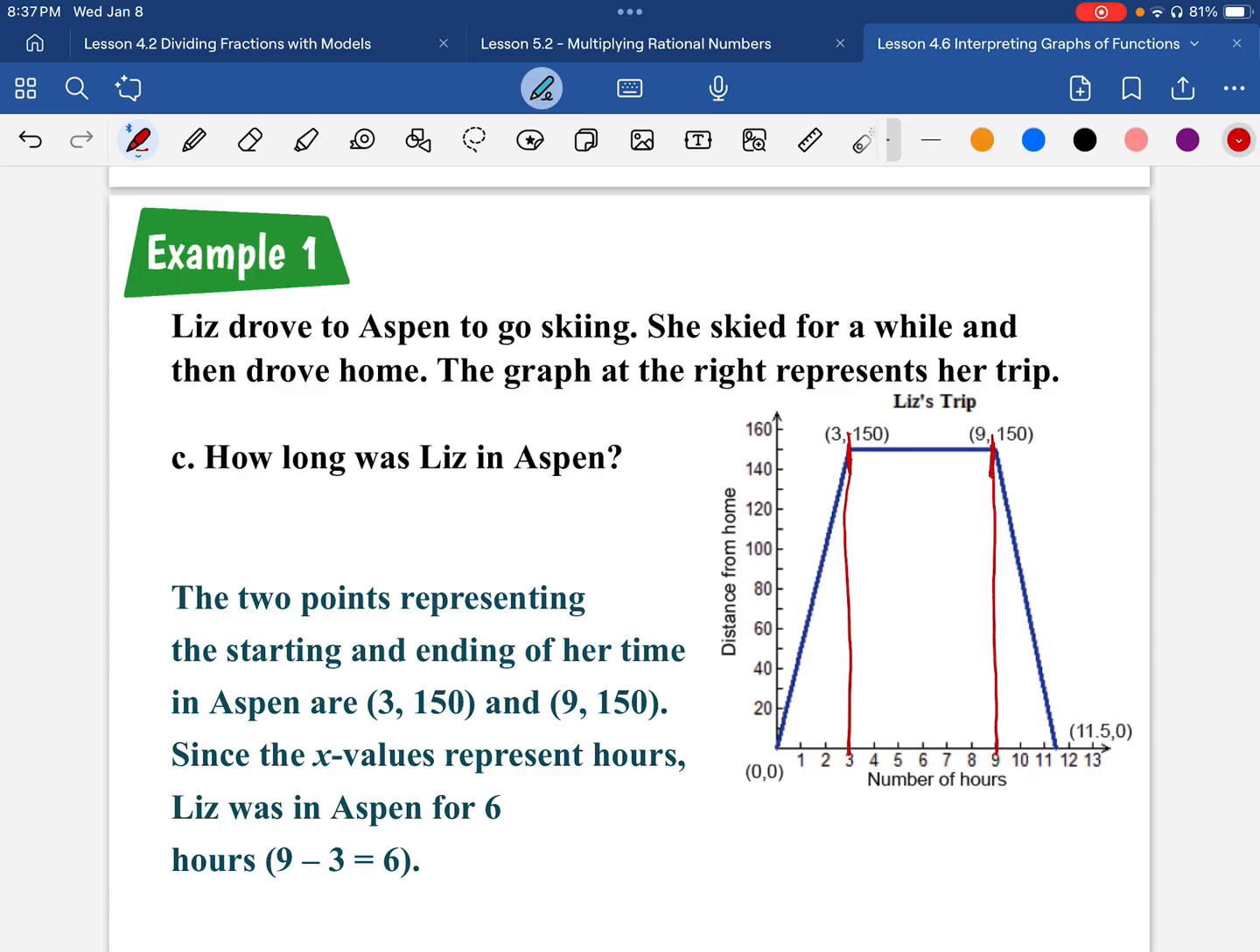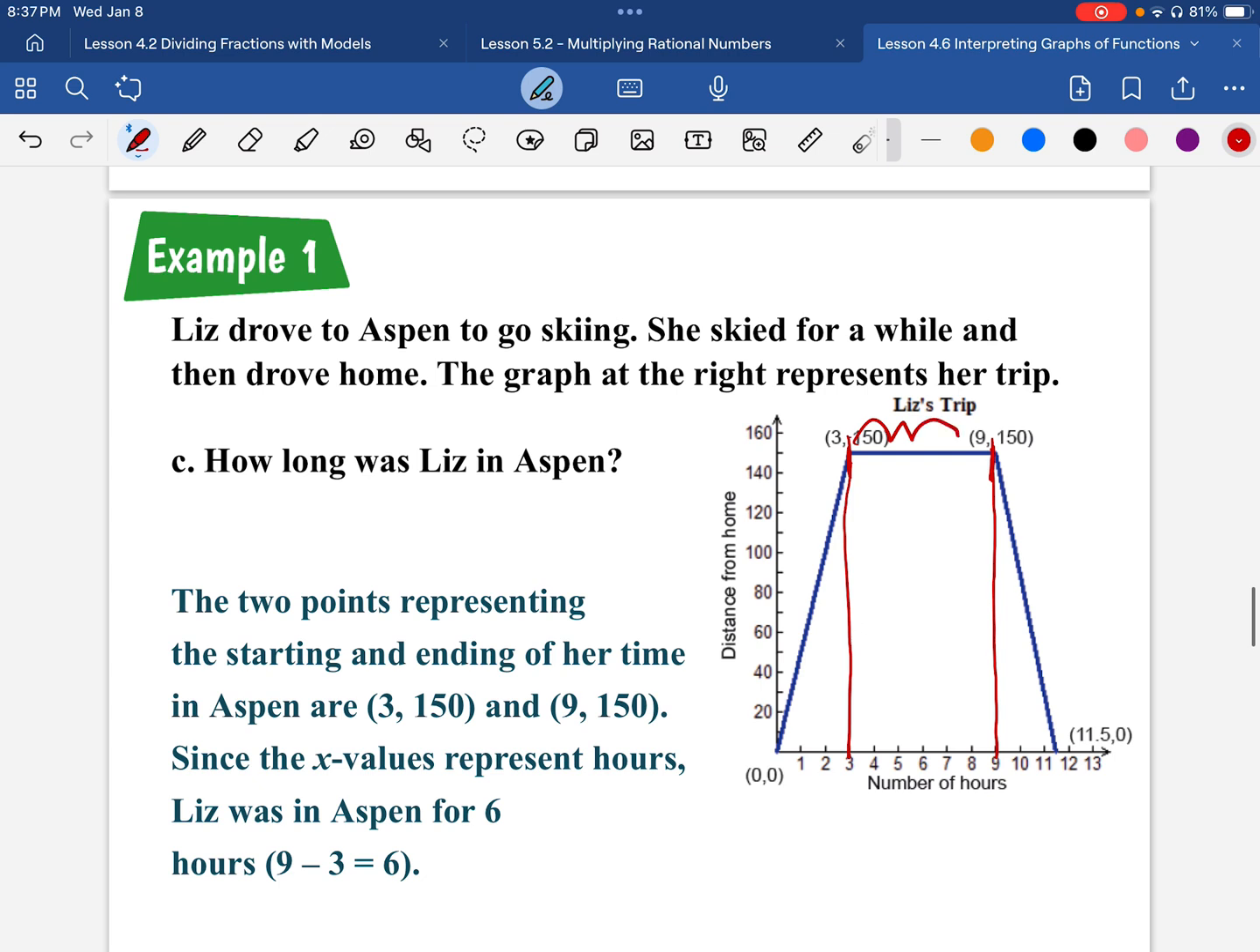So she was in Aspen from hours 3 to 9. So we're just going to subtract those two numbers to figure out how many total hours it is right here. So we're doing 9 minus 3 to get that she was in Aspen for 6 hours total. So she got 150 miles away from her home. She skied for 6 hours, and then she drove the 150 miles home, and her trip total took 11 and a half hours. Okay.